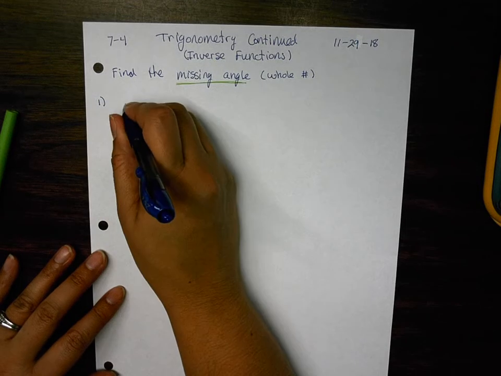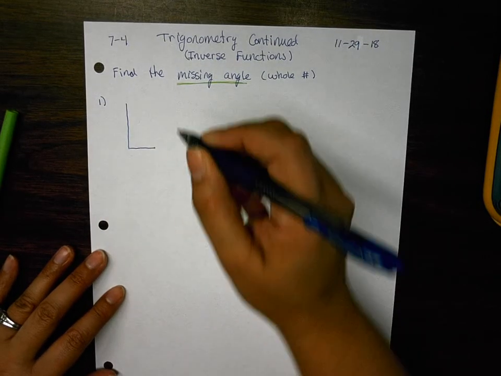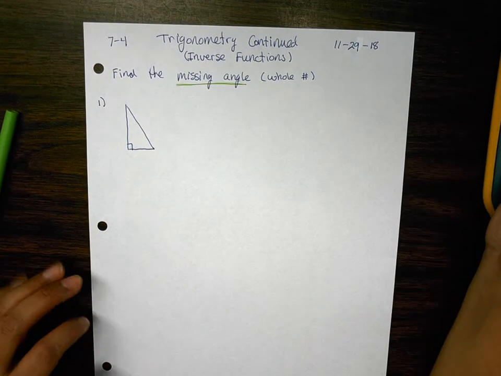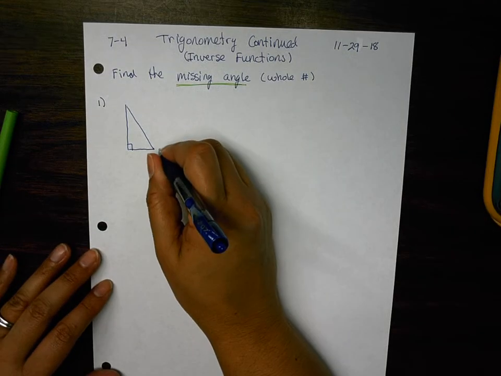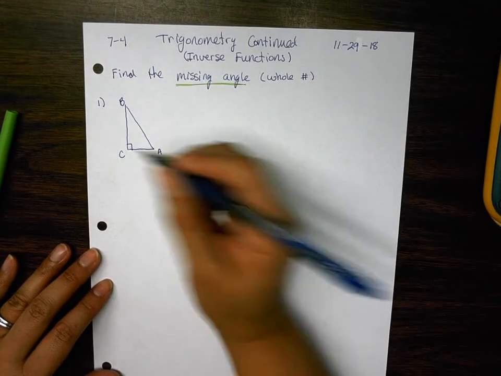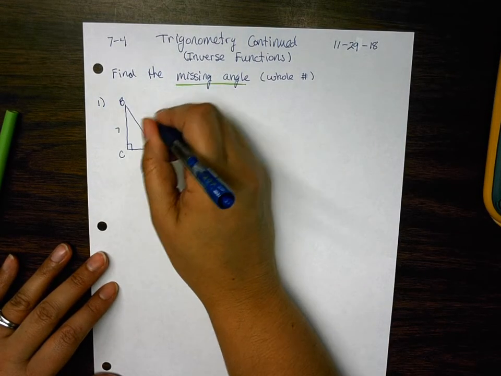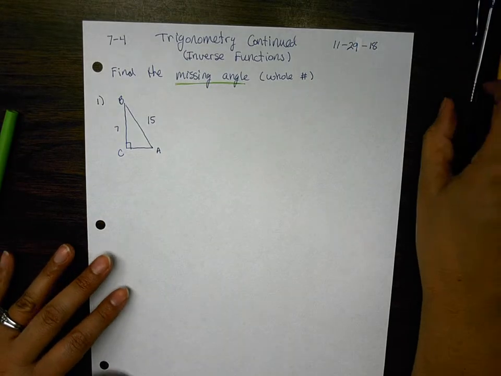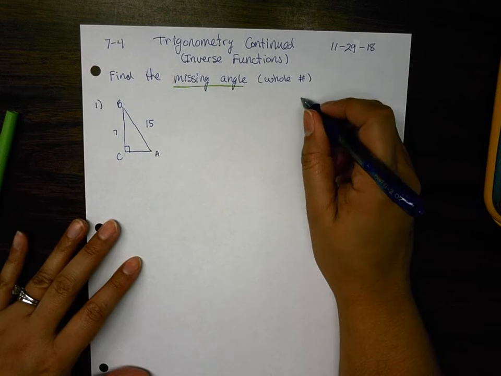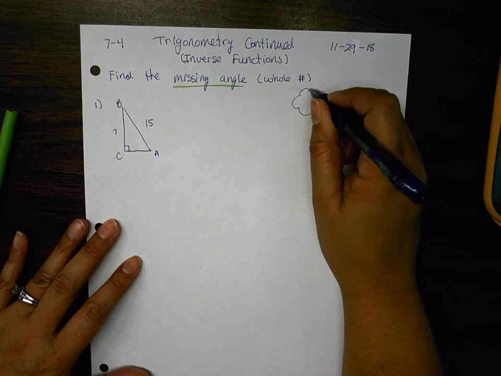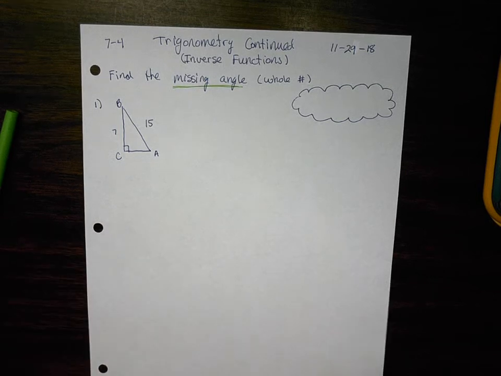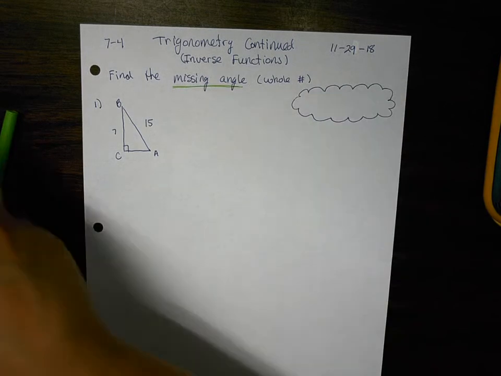Number one, remember, we're always working with right triangles. A, B, C. This is 7. This is 15. And before I label this angle down here, I'm going to put it really quick over here. Something that we're going to be using that's used quite often in trig when you're looking for angles is the letter theta.